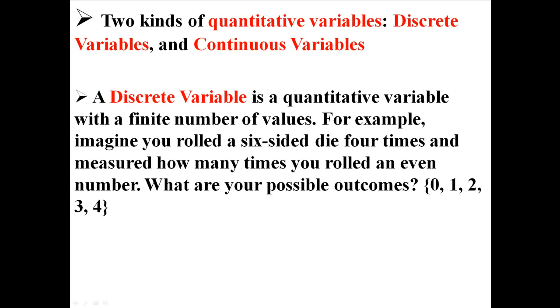Now, when we talk about quantitative variables, we can further classify those into discrete variables and continuous variables. So a discrete variable is a quantitative variable with a finite number of values. Like for example, imagine you rolled a 6-sided die 4 times and measured how many times you rolled an even number. Your possible outcomes would be 0, 1, 2, 3, and 4.